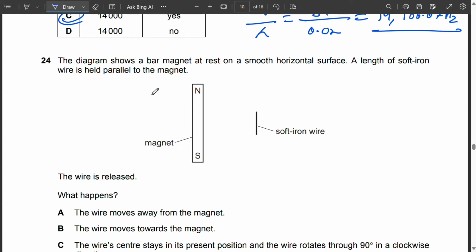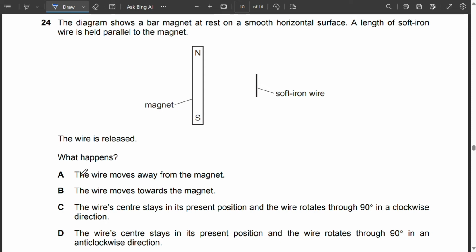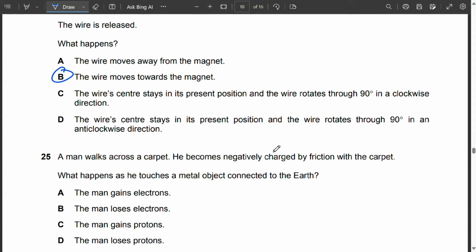24th. The diagram shows a bar magnet at rest on a smooth horizontal surface. A length of soft iron wire is held parallel to the magnet. So this is the soft iron wire and this is the magnet. Now they are saying the wire is released. What happens? This is just a soft iron wire, and we know that iron is attracted towards a magnet. So the answer will be B, because the wire moved towards the magnet. A soft iron wire will be attracted to the magnet, that's why it will move towards the magnet only.